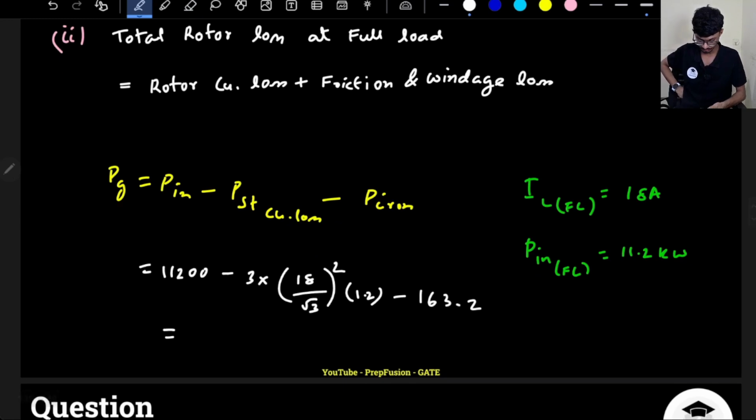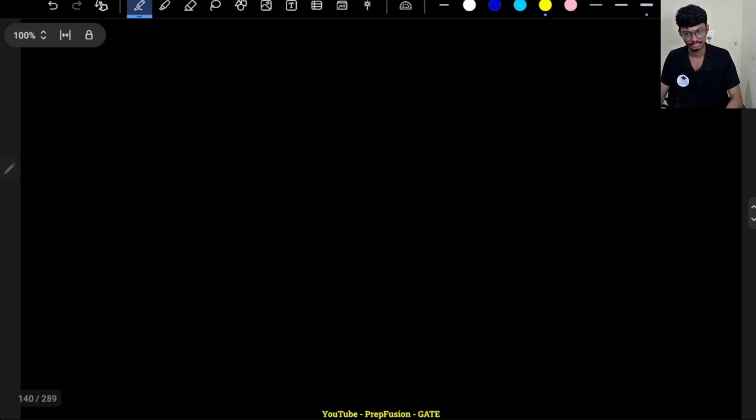If I write down the values over here, 18 whole square into 1.2 plus 163.2 plus 11200. So this comes out to be 10,648 watts. Okay, so this is the air gap power basically, right?